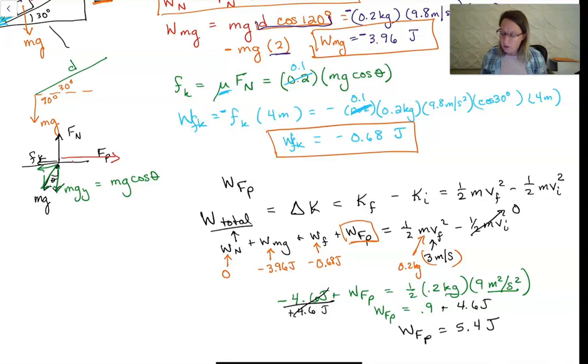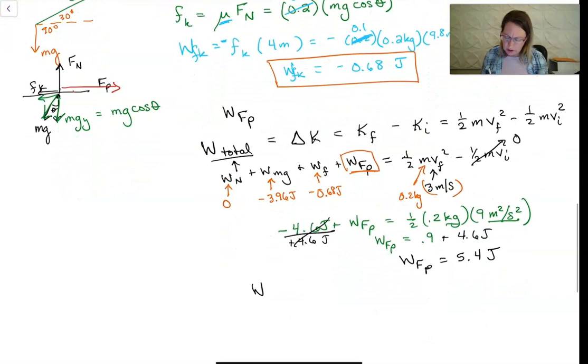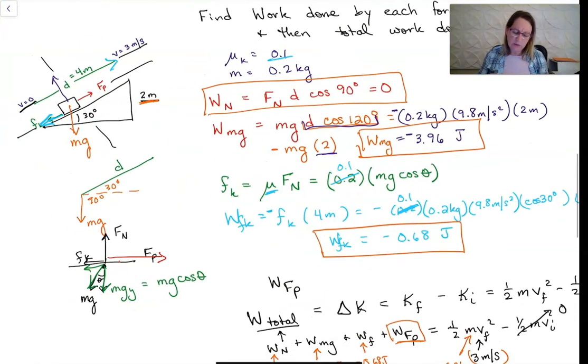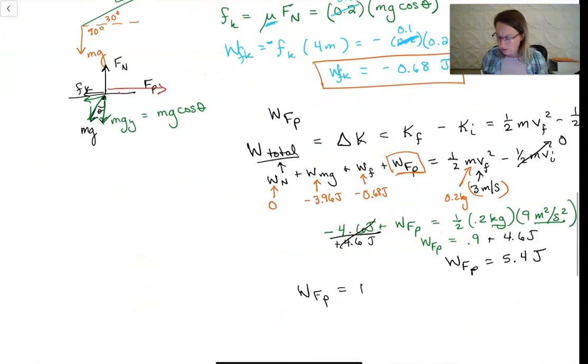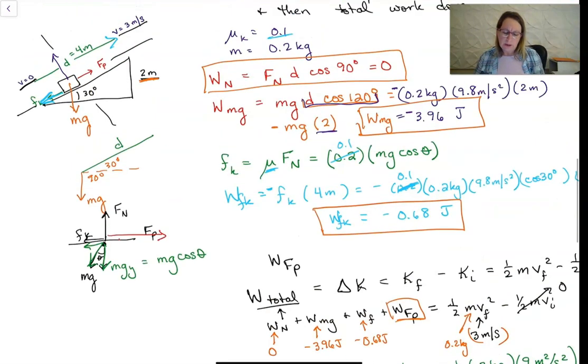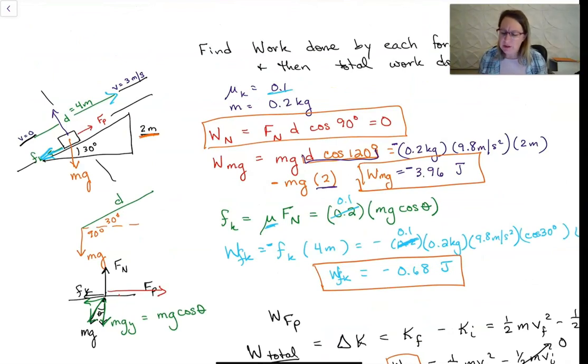And then if I want to find my force, well, the work of the force pull is just looking at this. This force is in the direction of the displacement, so it's force pull times the displacement d. That's 4 meters. This is 5.4, so FP is equal to about 1.4 newtons. Okay, so it's just the work done by each force, and then the total work done, we didn't actually have to find each individual force.